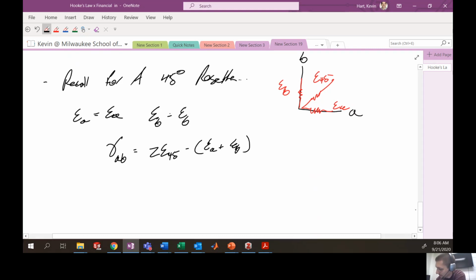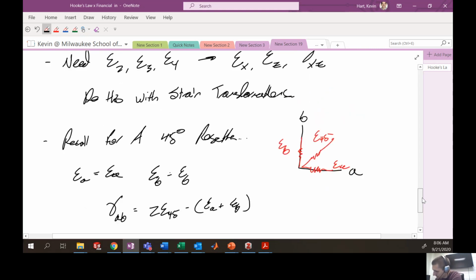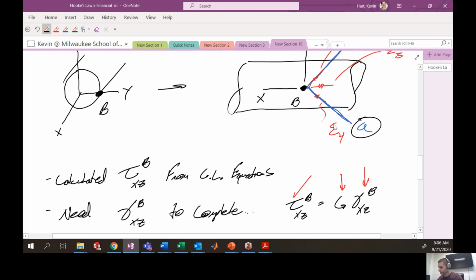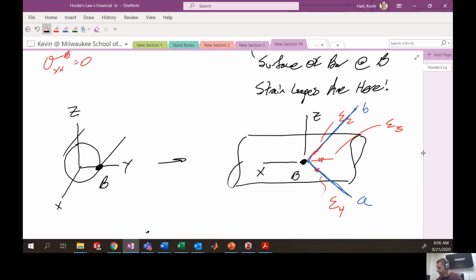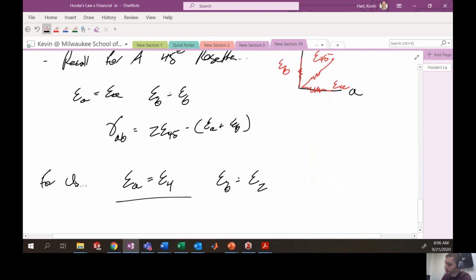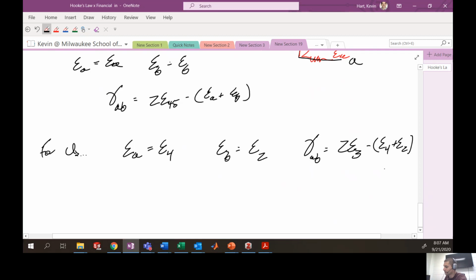All right, so in this particular situation that we have, epsilon A is our gauge number 4. We have that epsilon B is our gauge number 2. All right, so if we scroll up here, the strain along A is epsilon 4. The strain along B is epsilon 2. Did I write that correctly? Yes. So A is epsilon 4, B is epsilon 2. That means that the shear strain, gamma AB, is going to be 2 times epsilon 3, the gauge in the middle, minus epsilon 4 plus epsilon 2. Sorry, epsilon 2. Let's be a little bit more clear with handwriting here. This is because of our strain gauge rosette equations, more or less. All right.